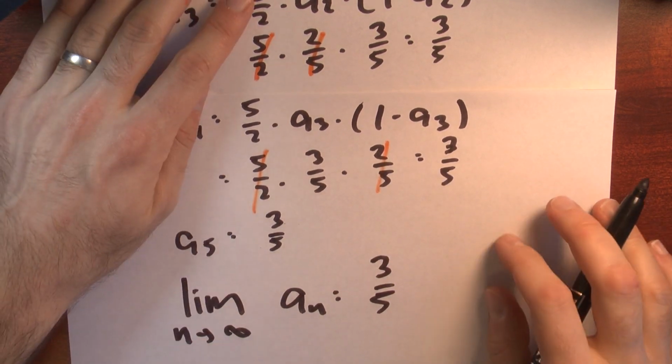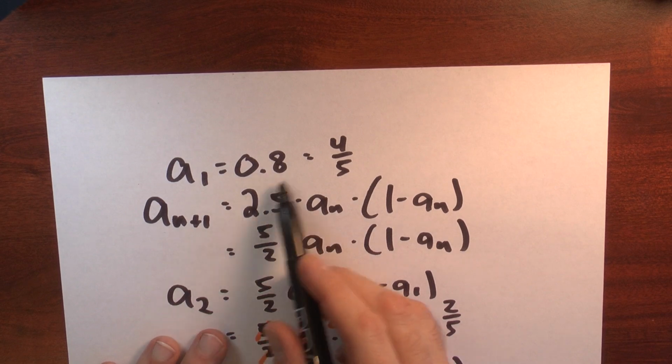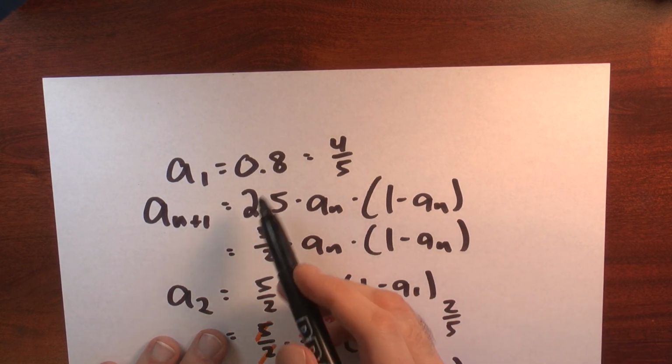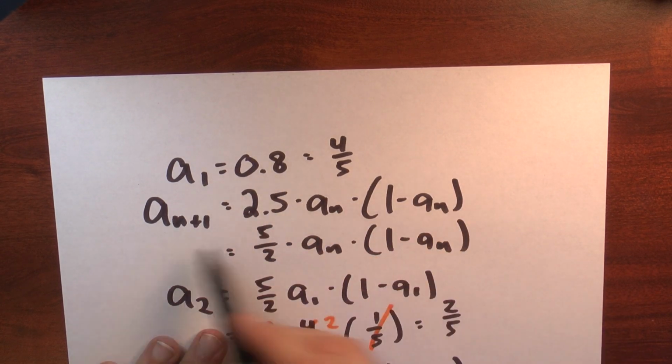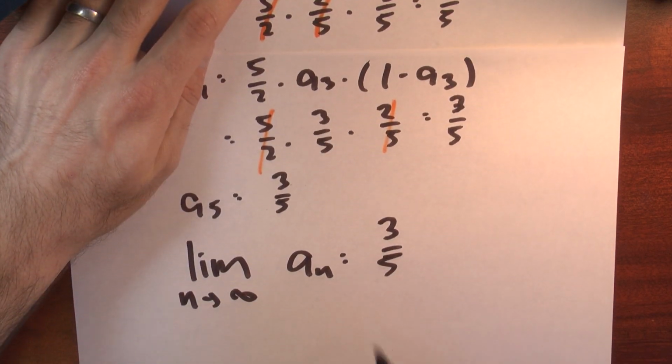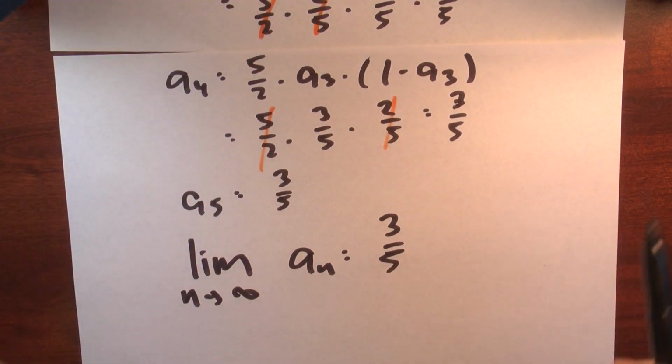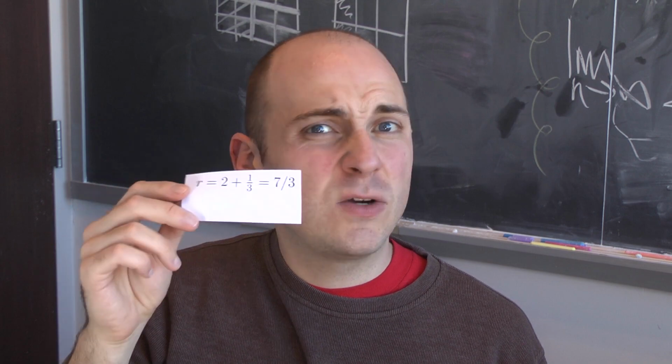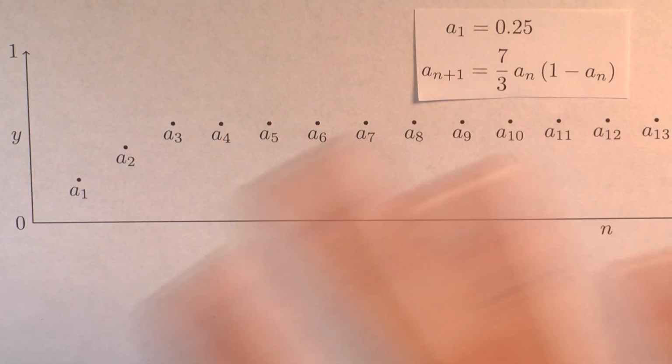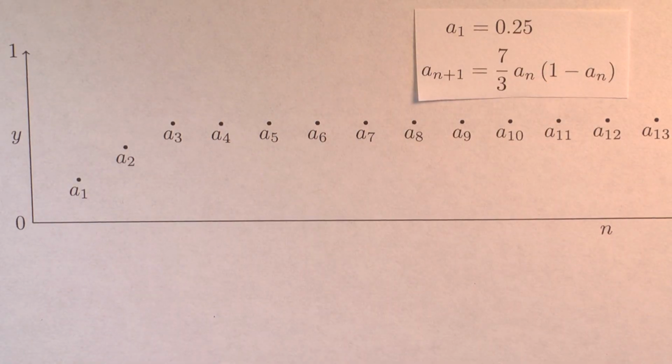Just like in the case when I started with 0.25, it happened in this case that even when I started with 0.8, when I used this formula, I again ended up with the same limit. It's kind of interesting. Let's try r equals 7/3. I'll again have my sequence start with 0.25, but then each new term is 7/3 times the old term times 1 minus the old term.